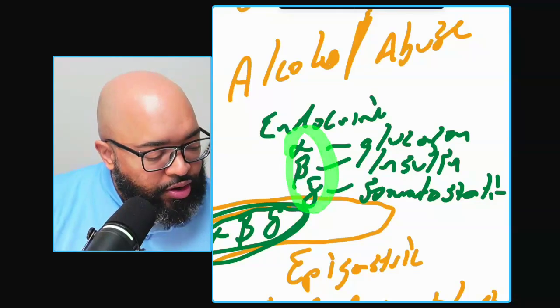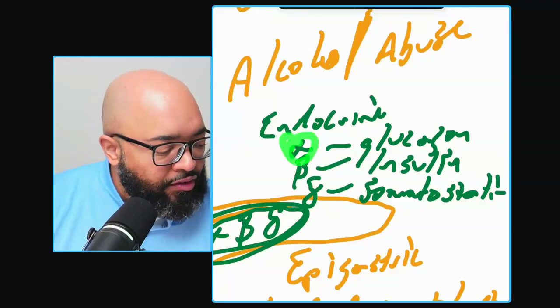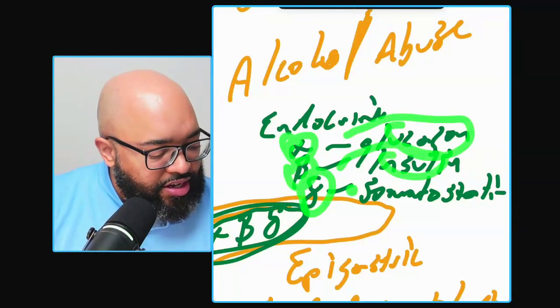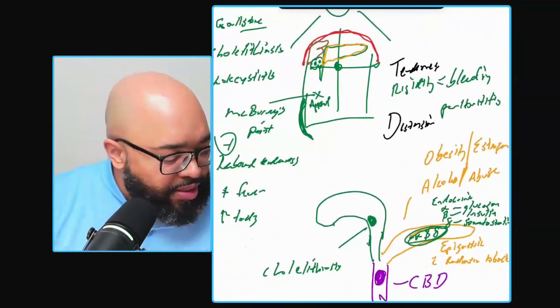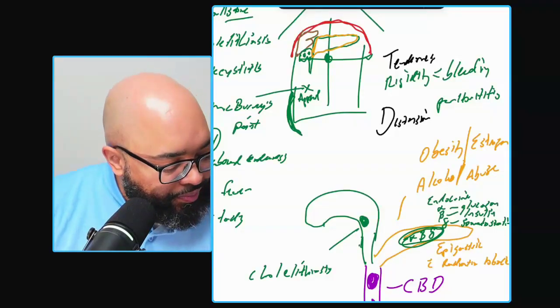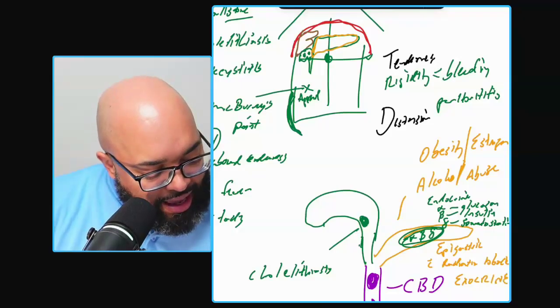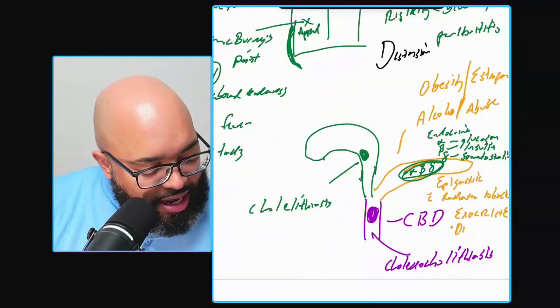These are the cells that make up the islets of Langerhans. Your alpha cells make glucagon, your beta cells make insulin, your delta cells make somatostatin. That's the endocrine job. But the pancreas also has an exocrine job. And the exocrine job is what makes digestive enzymes.